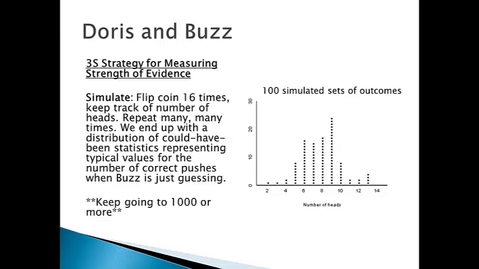First, we flip a coin 16 times, keeping track of how many heads we get. Then we repeat this process many, many times, generating a whole distribution of could-have-been statistics. That is, values for how often Buzz would have pushed the correct lever if, in fact, he was just guessing.